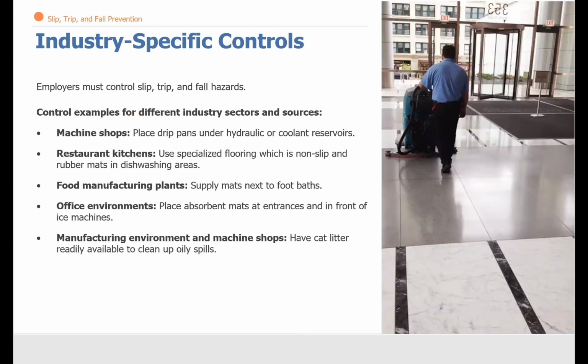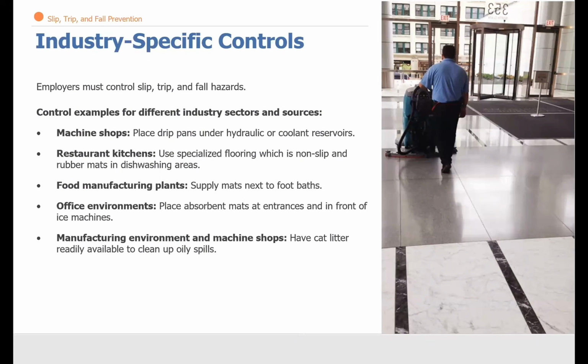For industry specific controls, we have different control examples for different industry sectors and sources. So for us, we have the office, like the admin office, we have our restaurants, front desk, banquets. We have a little bit of everything here, but really restaurant kitchens and office environments are what we're best known as. So restaurant kitchens use specialized flooring, which is non-slip, and rubber mats in dishwashing areas. We do this as well.